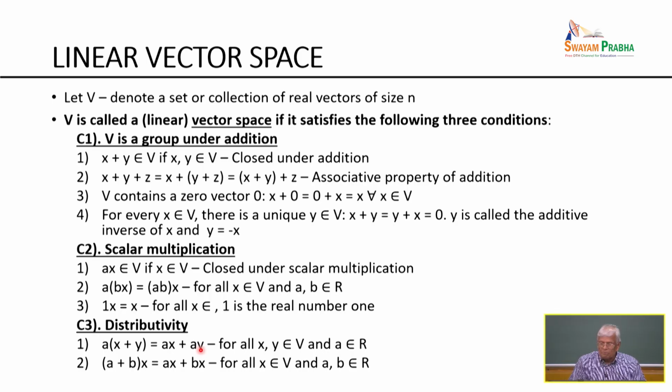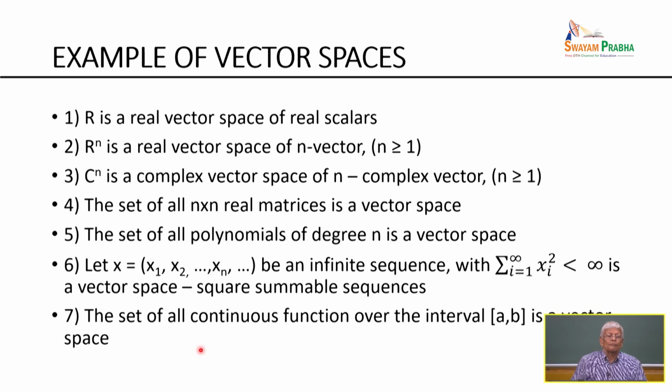So what are examples of vector space? There are tons of examples. The real number line R is a vector space of dimension 1. Rn is a vector space of n-dimensional real vectors. Cn is a vector space of complex vectors. The set of all n by n real matrices forms a vector space. Even though vector space is a misnomer, we can simply say linear space.